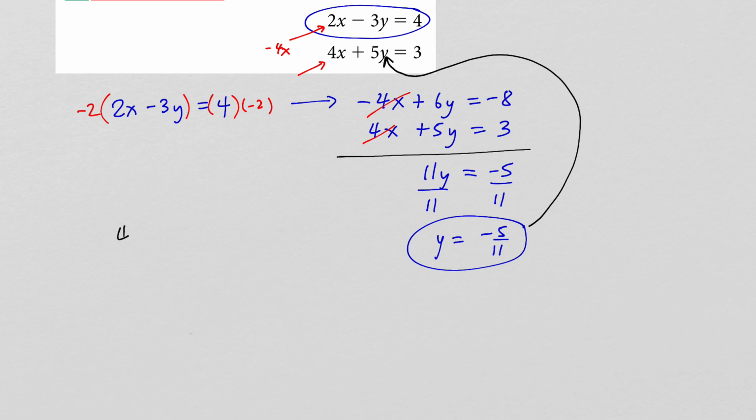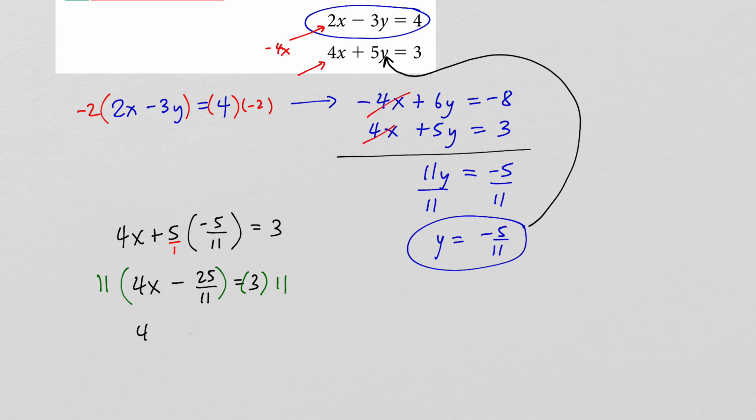So if I do that, we get 4x plus 5 times negative 5 over 11 is equal to 3. And this is 4x minus 25 over 11 equals 3. So I'm just basically recognizing that this is 5 over 1, and I'm multiplying these together. And then to solve here, there's a couple of different things I could do. So I could just add 25 over 11 to both sides. Or if I want to get rid of the fractions, I could multiply by 11 on both sides.